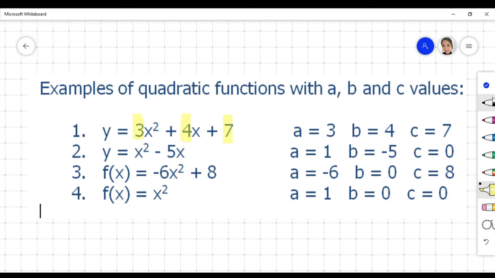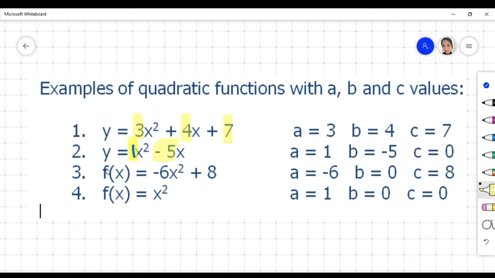So we know that there is an invisible 1 here. So our a there is positive 1, and b should be negative 5. Since c is 0, it means c here is not visible. It means c here is 0.